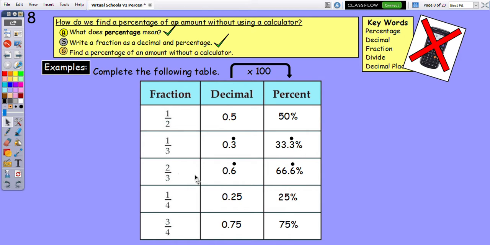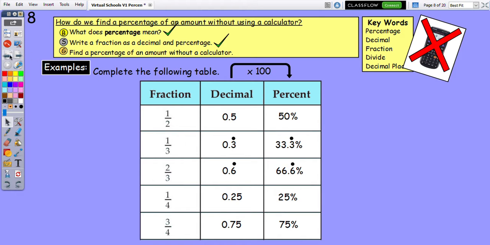Similarly with 2/3, that's 0.6 recurring, or 66.6% recurring. And we should really know what a quarter and 3/4 is. A quarter is 0.25, 3/4 is 0.75, so 25% and 75%. It's always good practice to be able to convert these quantities into decimals and percentages.